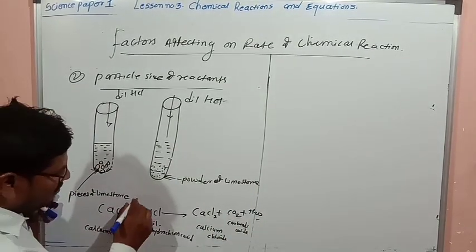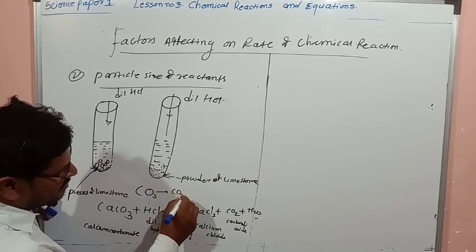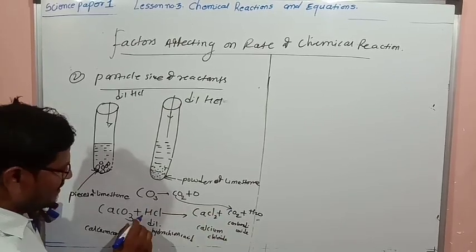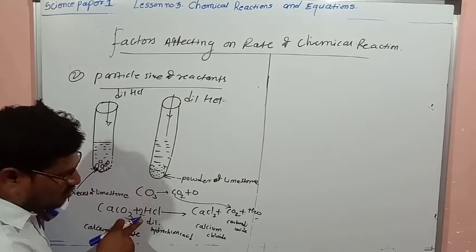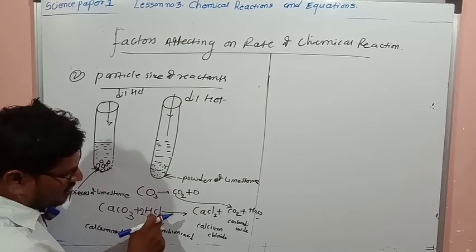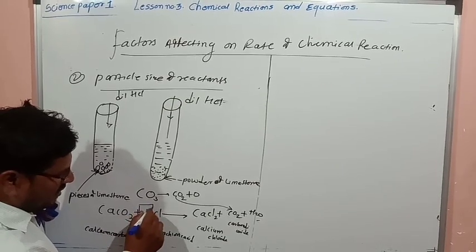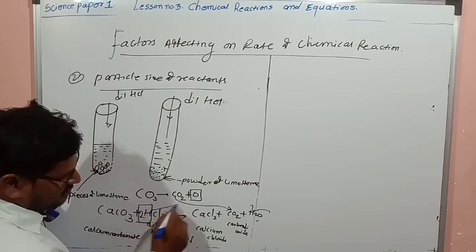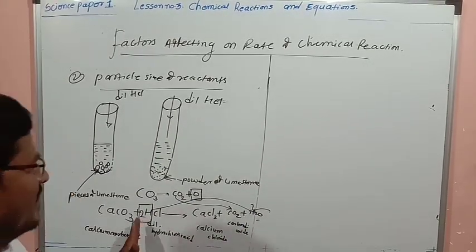Here you can do one thing: CO3 you can divide into CO2 plus O. So this CO2 you write here, and here Cl2 is there. To balance the chemical reaction you have to write 2HCl. So 2 Cl will be there, and now this 2H and this O will form H2O.